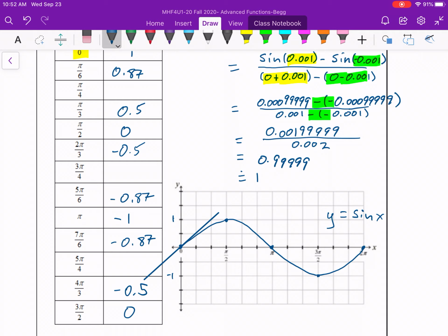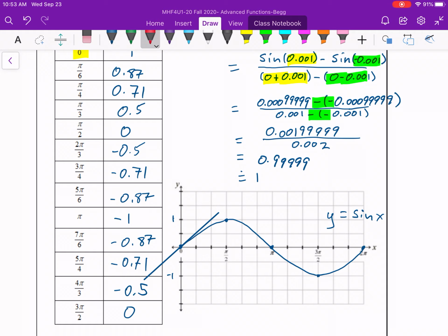Turns out, just to save us some time, pi over 4 has a value of approximately 0.71. So 3 pi over 4 is the same, except going in a negative direction. This one's still going to be negative. And we could keep going until we got to 2 pi if we wanted to. But you can see, let's draw a few other tangent lines in here.